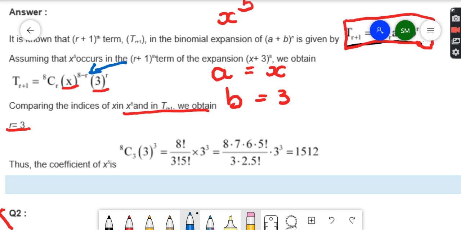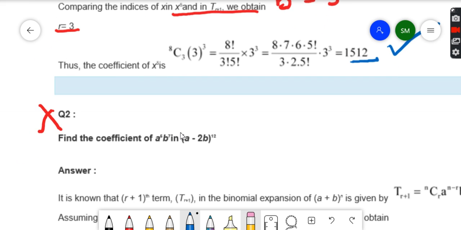So put r equal to 3, straight away it's 3 raised to 3, and x raised to 5 you will get as a multiplication, but we have to find just the coefficient. So simplify this, your answer is 1512 over.